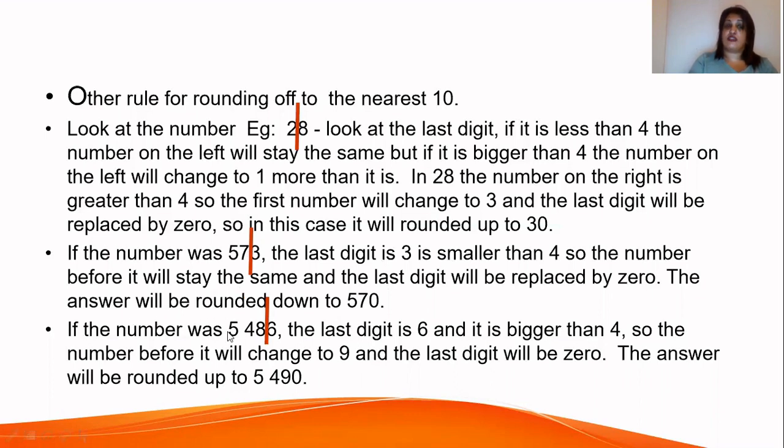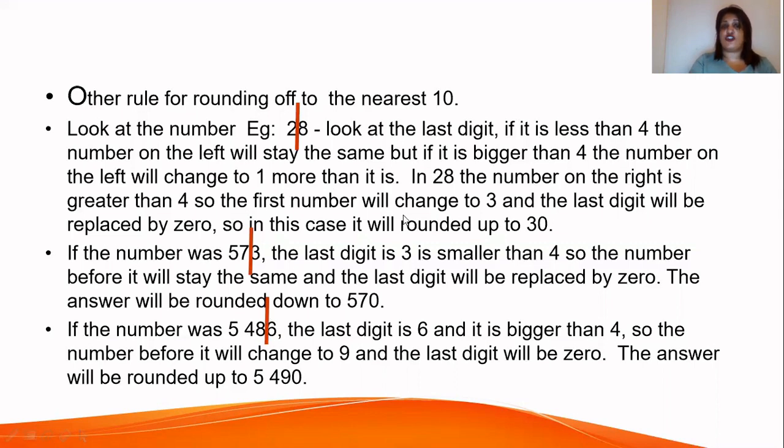Now let's go with thousands. 5,486. Again here my tens column is 8, and to the right of 8 is 6. Now on the right hand side I have to look at whether 6 is greater than 4 or 4 or less. Now 6 is greater than 4, so I know I'm going to round it up immediately. My number in the tens column is 8, which is going to go 1 up. So it's going to change to 9, and the 6 is going to turn to 0. So my answer will be 5,490. So the whole of this number here changes to 90.